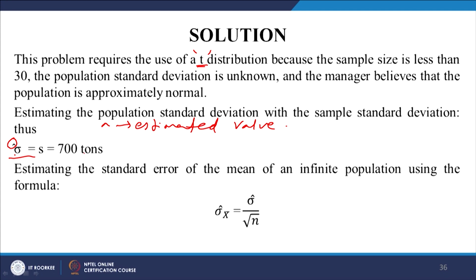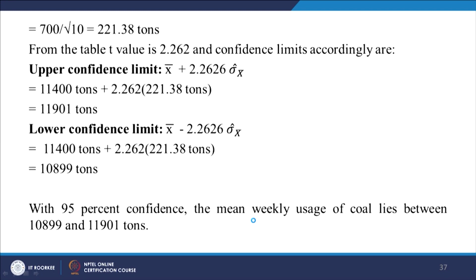Now, estimate the standard error of the mean of an infinite population using the formula: the estimated standard error is equal to the sample standard deviation divided by root over n. The sample standard deviation was 700, divided by root over n, where n was 10. That gave us a standard error of 221.38 tons.